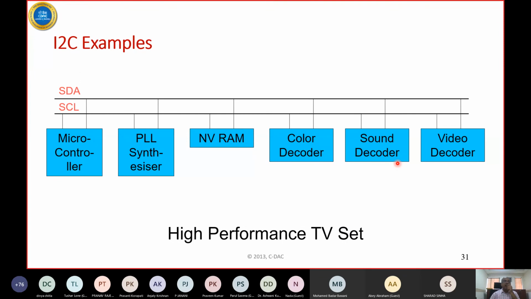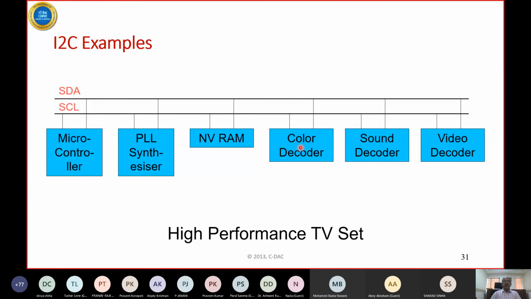Inside a TV set, the I2C bus is used. Most of the TVs that you get today are intelligent, super intelligent, I would say. They are smart TVs. But if you take a simple TV which you would have bought, let's say, 5 or 10 years ago, it would still have a microcontroller and NVRAM to store the configuration.